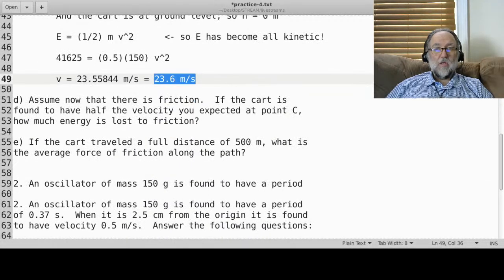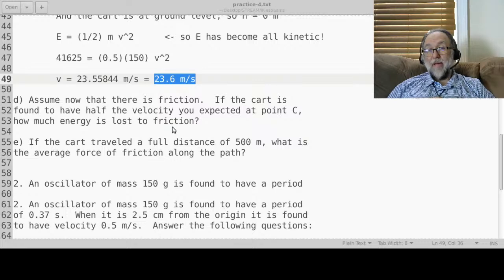Let me continue then. So now I say, assume that there is friction. And if the car is found to have only half the velocity you expected at point C, how much energy is lost due to friction?